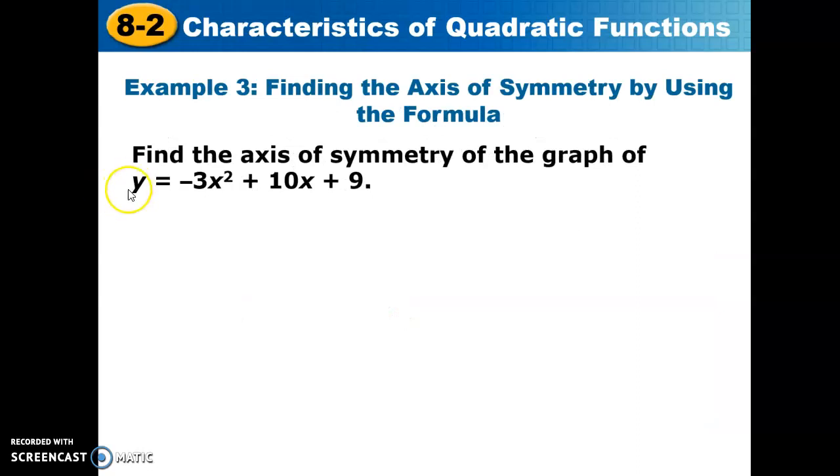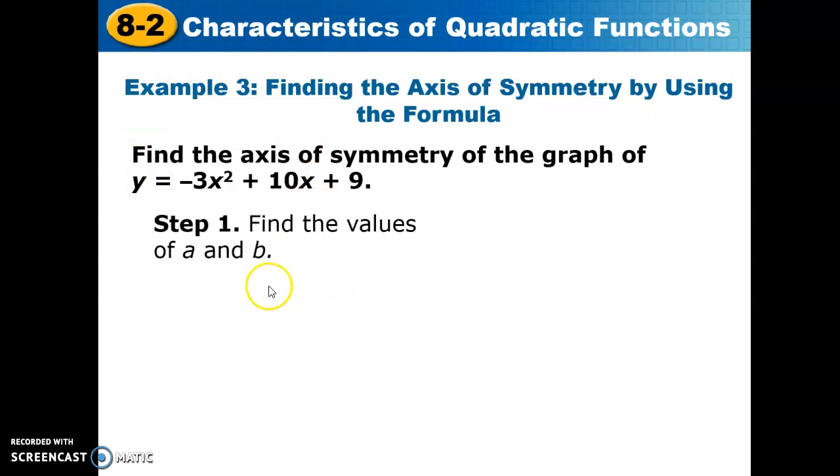All right, so here we go. We have y equals -3x squared plus 10x plus 9. Trust me when I tell you that this is not an easy one to graph. So we don't have a graph. We can't just pull our info out from looking at a graph.